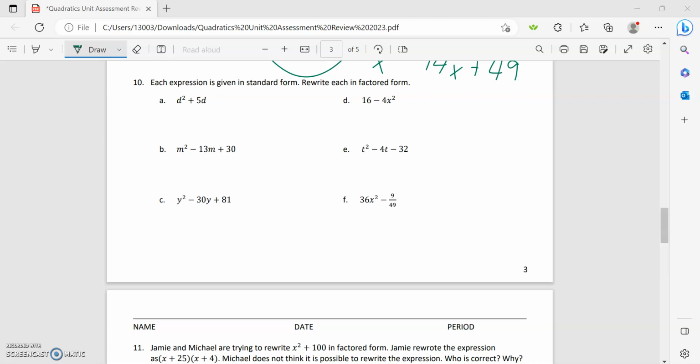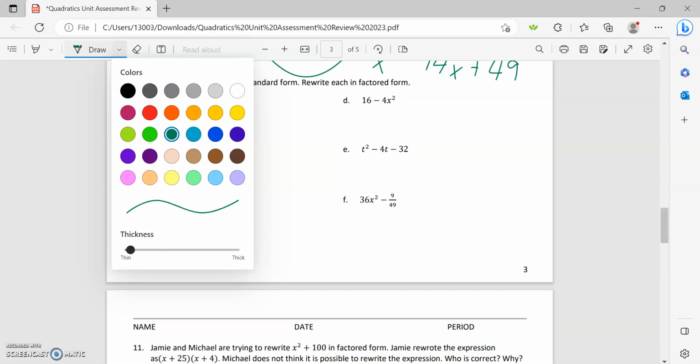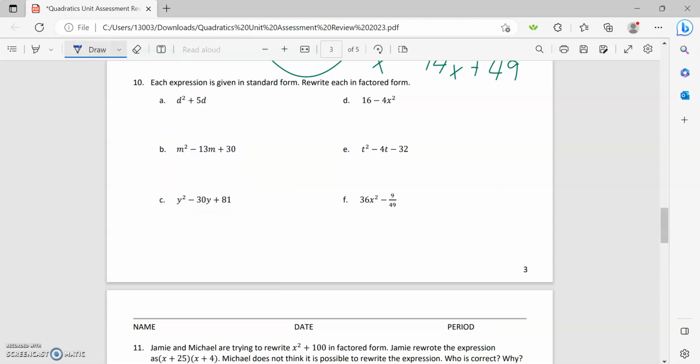All right, and we are back. Question 10, which is really actually 6 questions, but all they're asking you to do, each one's asking you to simply rewrite it or factor it. So let's change this. Oh, let's go to blue.